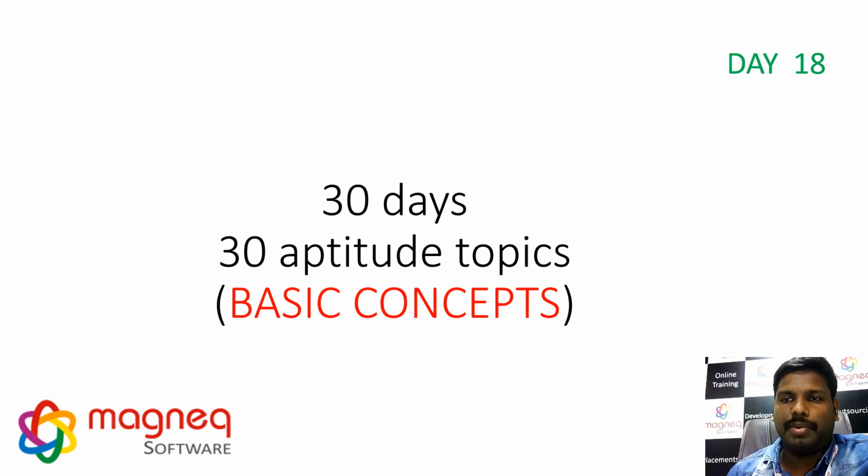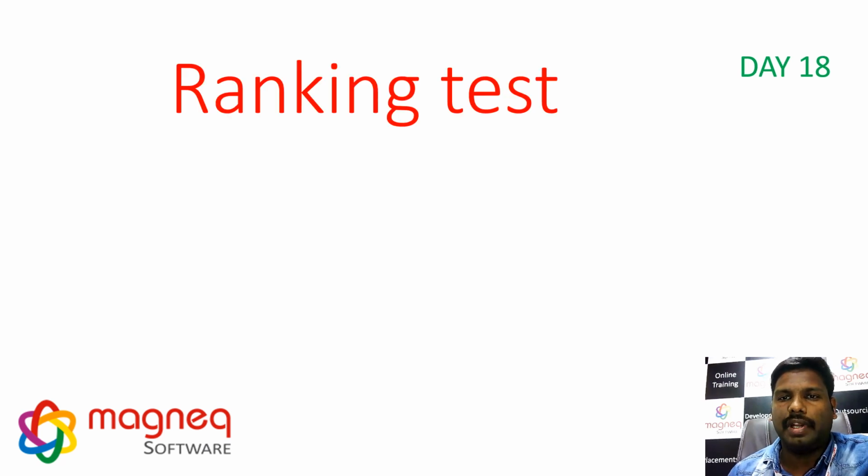30 days, 30 aptitude topics. Day 18. Today's topic: ranking test. Rank means position. For example, first rank means first position. Second rank means second position.